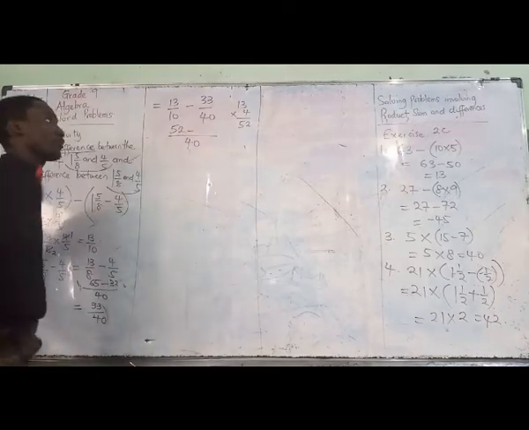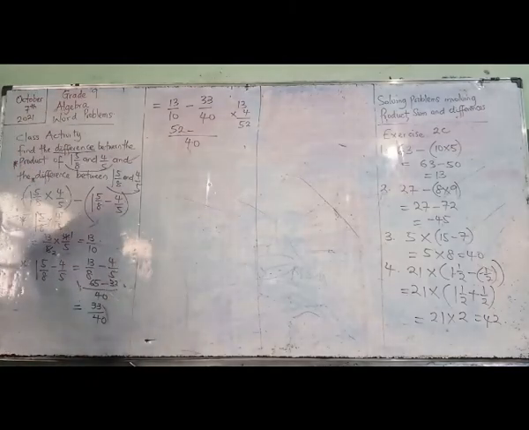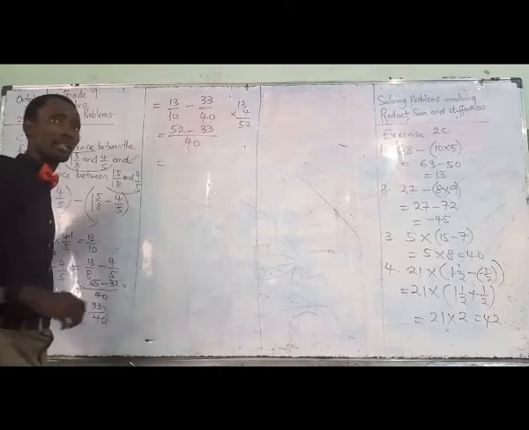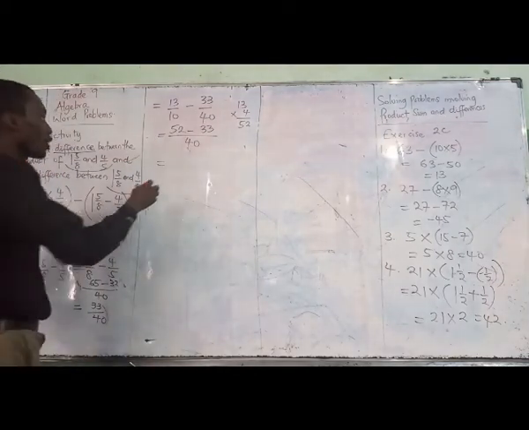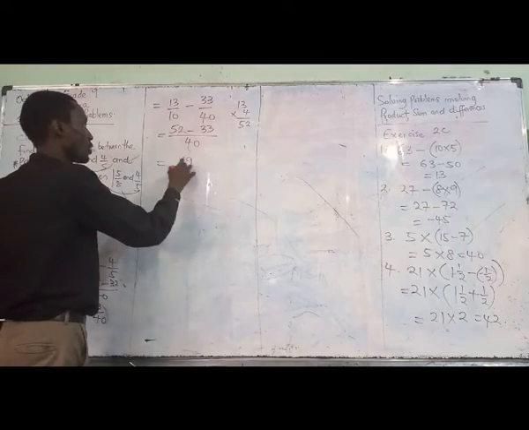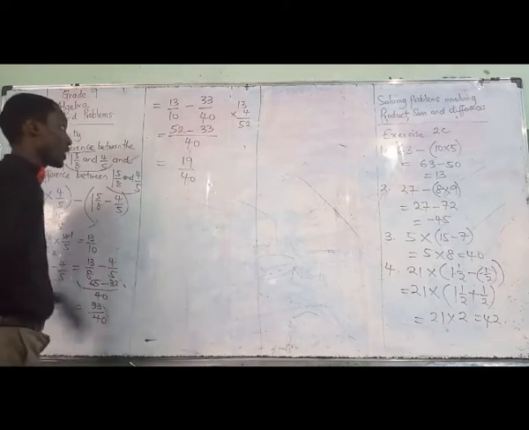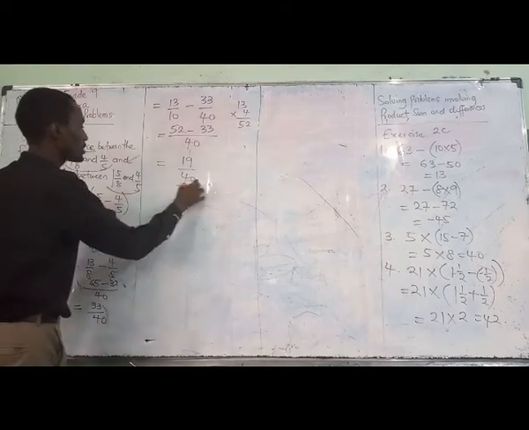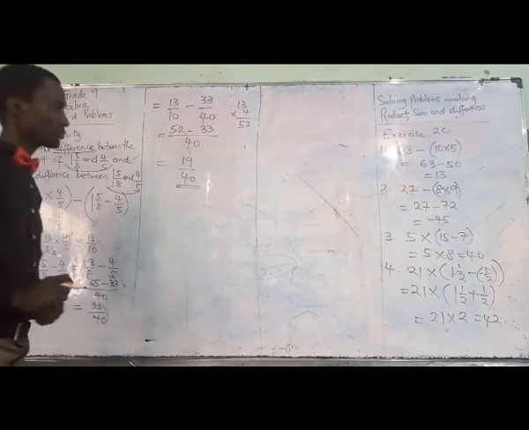Minus 40 divided by 40 will give me 1. And that will be what? 33. So if I do my subtraction correctly, my answer will be what? Something in the neighborhood of 19 over 40. Oh, I got that right. Yes, 19 over 40. So that's the answer to this question. Okay?